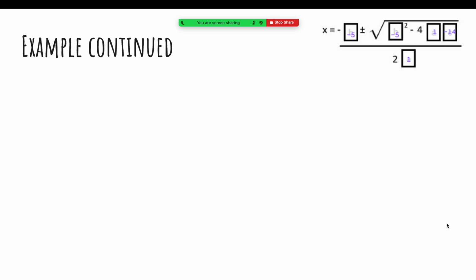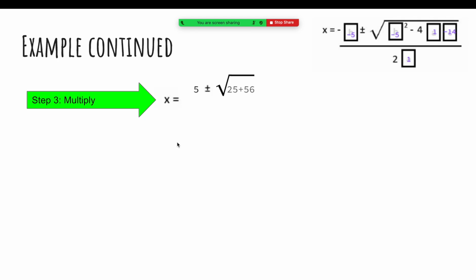Okay, so after we have it substituted in, now we're going to multiply. Using order of operations, we're just going to multiply all of the parts within the equation that can be multiplied. And we're also going to distribute that negative right here. So the opposite of -5 is 5. Plus or minus the square root of -5 times -5, which is 25. And then be careful here. This would be -4 times 1 times -14, which is 56, all divided by 2 times 1, which becomes 2.